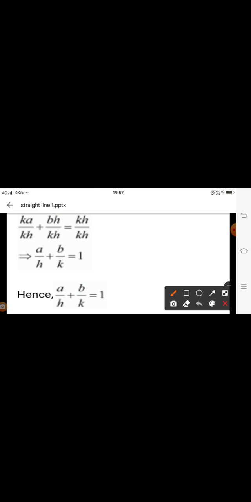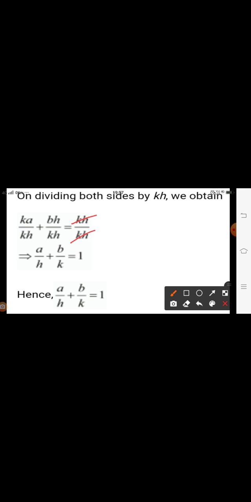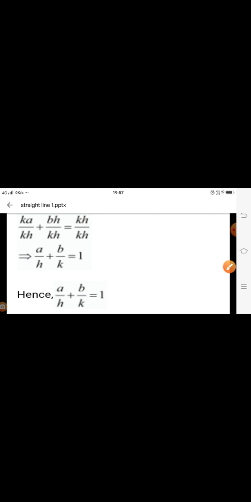What we observe in the question is that we have to prove that the value is equal to 1. It means that if I divide all three values by kh, then the terms cancel out and we get 1 here. Here also h cancels out, and here k cancels out, and the required solution is a/h + b/k = 1. And on the basis of this presentation, you have to solve all the questions of exercise 10.1.